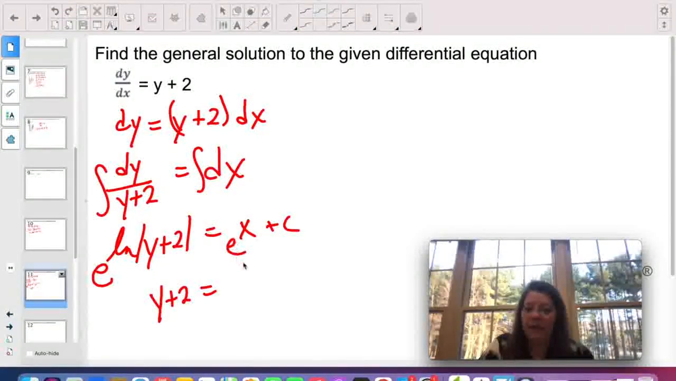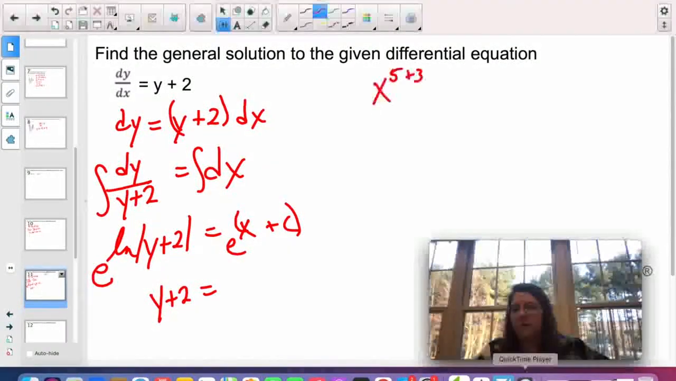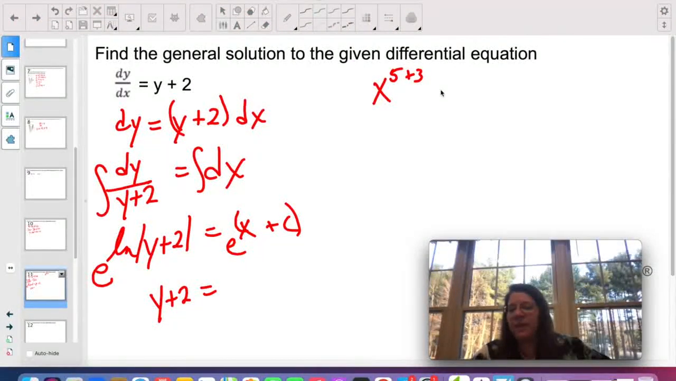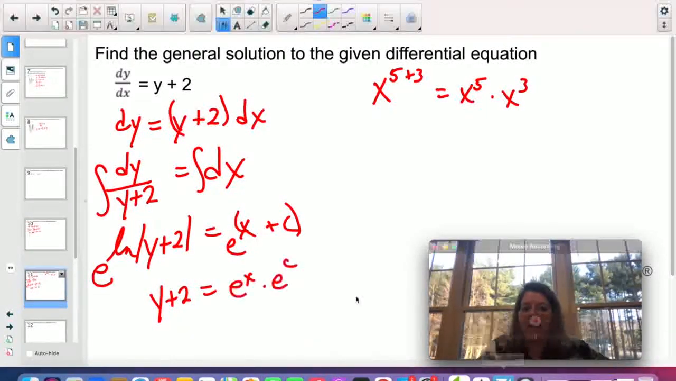And then over here, this is the tricky part. If you think about this, e is to the exponent of x plus c. So we've got to think about what that means in terms of monomials. And let's think back to Algebra 1. If you had something like x to the 5 plus 3, wasn't that the same thing as this? x to the 5th times x to the 3rd. We know that when the bases are the same, we keep the base and add the exponents, giving us this. Well, isn't that the same situation we have right here? Doesn't this represent e to the x times e to the c?